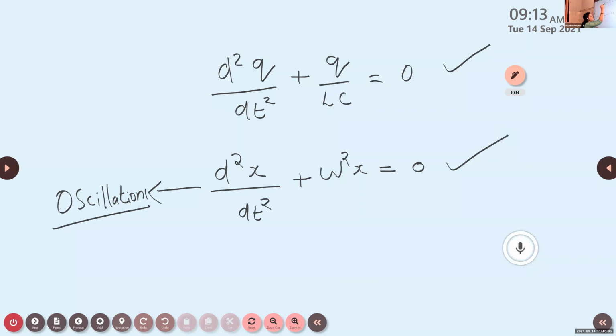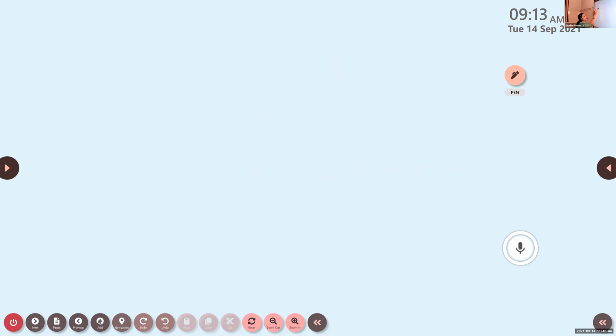Here, instead of charge q, we have the term x. Similarly, instead of omega square, which term can you find in the above equation? Yes, instead of omega square, we have 1 by LC. So by comparing these two equations, we can write omega square is equal to 1 by LC.